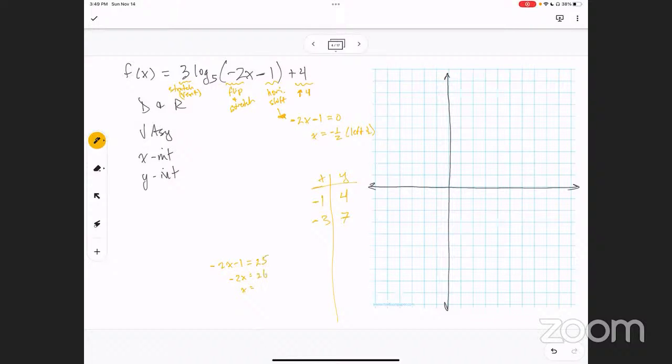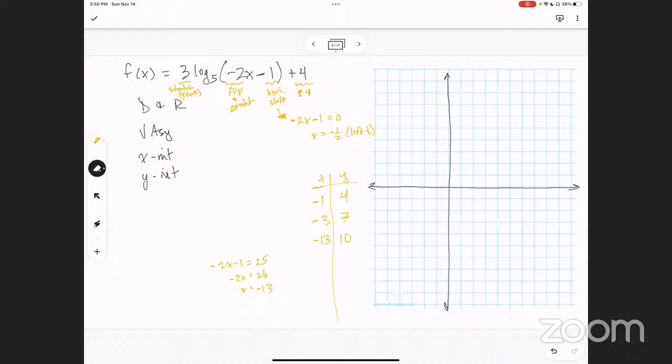Add 1, you get 26. Divide by negative 2, you get negative 13. So there's my next one. And that would have given me a 2 for this mess. 2 times 3 is 6, plus 4 is 10. Does that make sense?